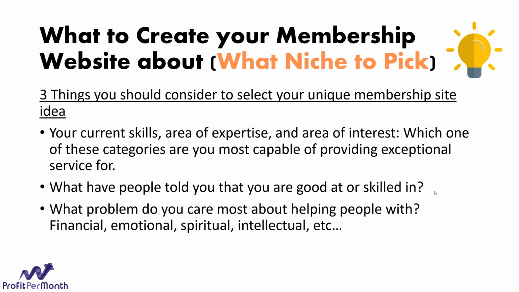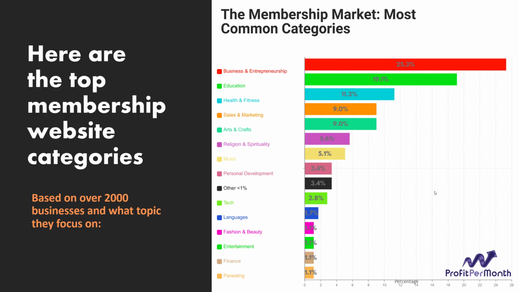Let's keep going and get some more insight as to what niche or membership topic you should focus on. So here are the top membership website categories based on over 2,000 subscription-based businesses and what topics they focus on. So as we can see, business entrepreneurship is 25%, being the large major category. Then we have education at 19%, health and fitness at 11%, sales and marketing, which is pretty similar to business and entrepreneurship. We can throw that in there. 25 plus 9% comes around to 34%.